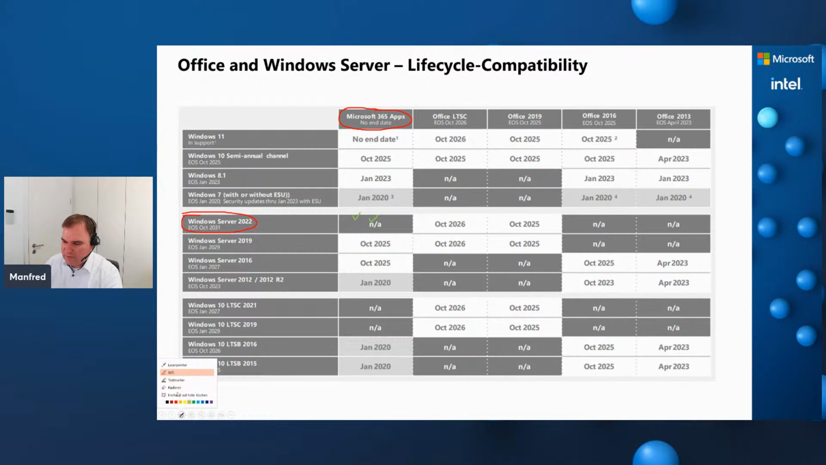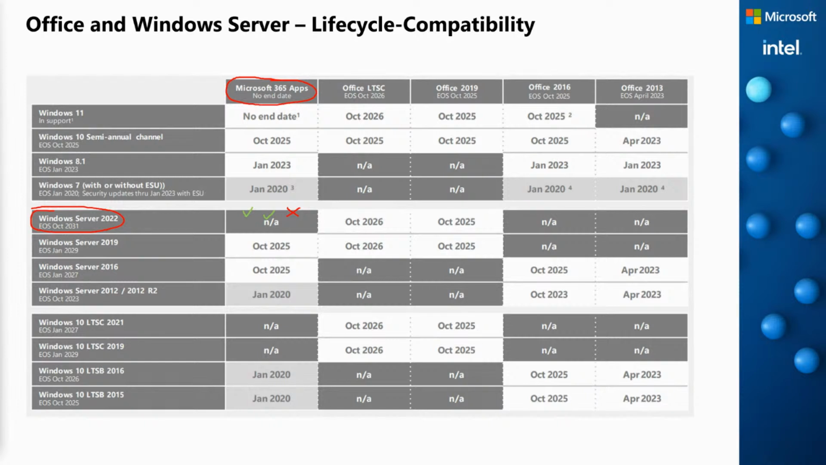But the problem is regarding the support. It's not supported today. This means from the three things I have to check, is it the way to have it licensed accordingly? Yes, green check mark. Does it work? Yes, if you try it out, you will realize I can install Microsoft 365 apps for enterprise on Windows Server 2022. Is it supported? No, not today.